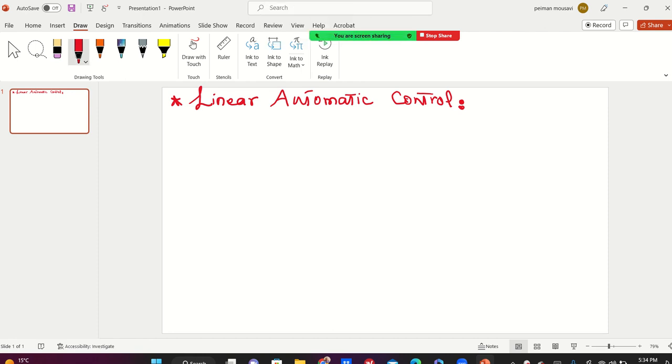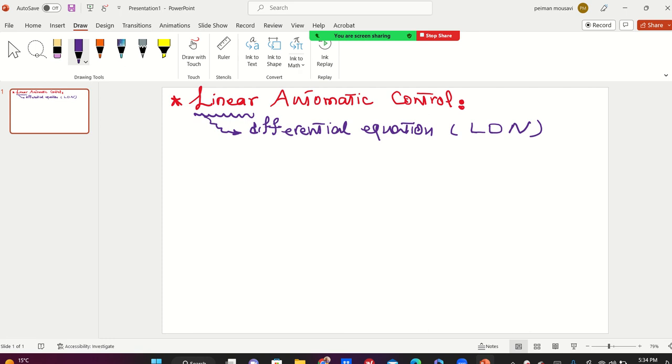Okay, as its name implies, we are dealing with linear systems. For those of you that were in my ME430 class, what do I mean by linear systems? I mean the linear differential equation, LDE. Can you see this, guys? Can you hear me? Yes?